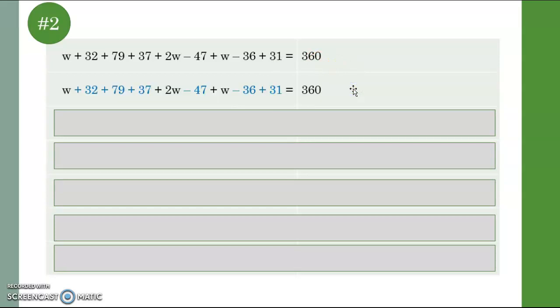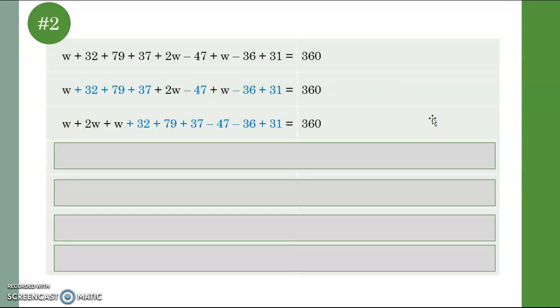So let's take a look at the first line. First thing we're going to do is highlight, either with a highlighter on scratch paper or by circling, all of the numbers that don't have a variable with them, all the numbers that don't have a W, okay? And remember, we want to capture the symbol that's just to the left of that number because it goes with it. So we've got a plus 32, I'm going to highlight that, plus 79, plus 37. I've got a minus 47, a minus 36, and a plus 31.